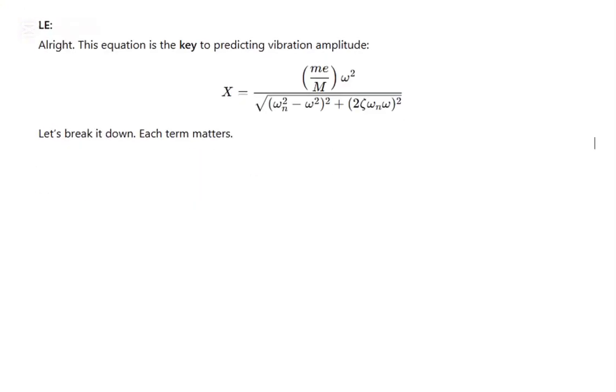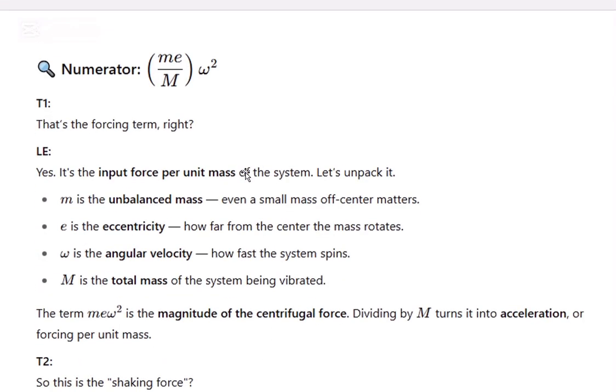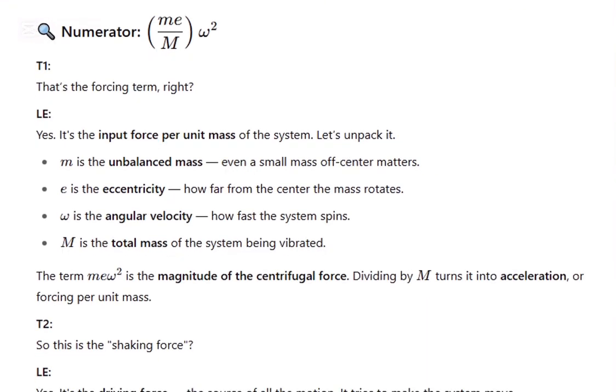Alright, this equation is the key to predicting vibration amplitude. Let's break it down. Each term matters. The numerator is m e omega squared. That's the forcing term. It's the input force per unit mass.